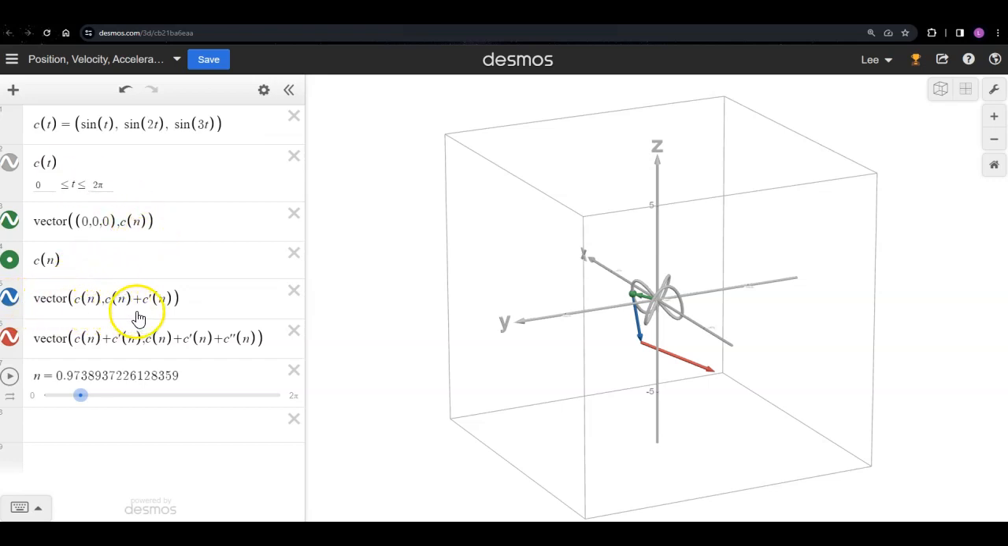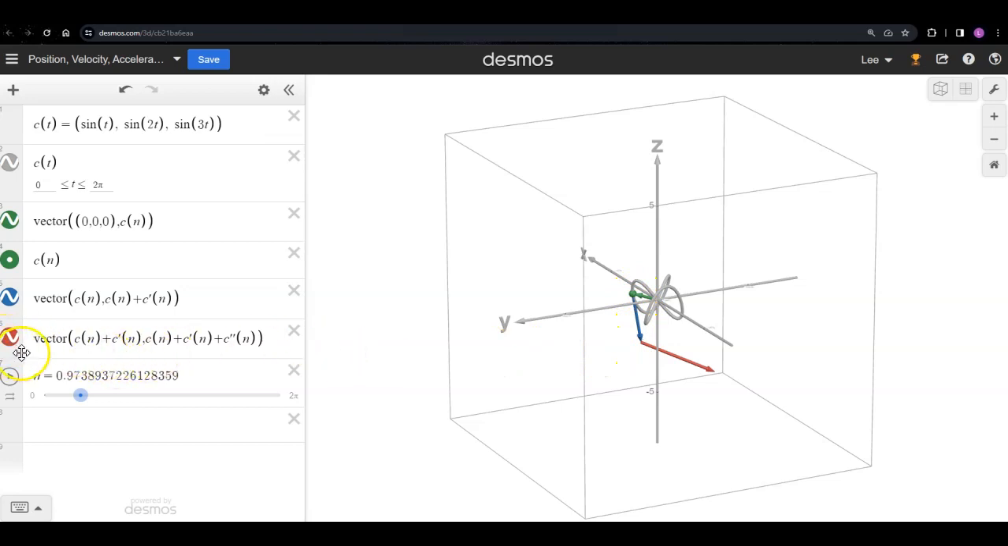The blue vector is basically starting from C of n and ending at C prime. So this is C prime, or R prime, my tangent vector. This blue is going to be the tangent vector. But rather than positioning it at the origin, I'm positioning it at that point on my curve. So it's going to head down that way.